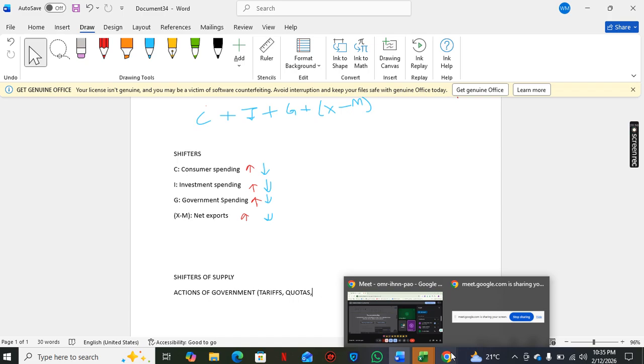So for example, if Zambia imposes a quota on, let's say, wood from Namibia, maybe before the quota we used to get 20 million tons of wood. Now government imposes a quota, says you can only be bringing 10 million tons.